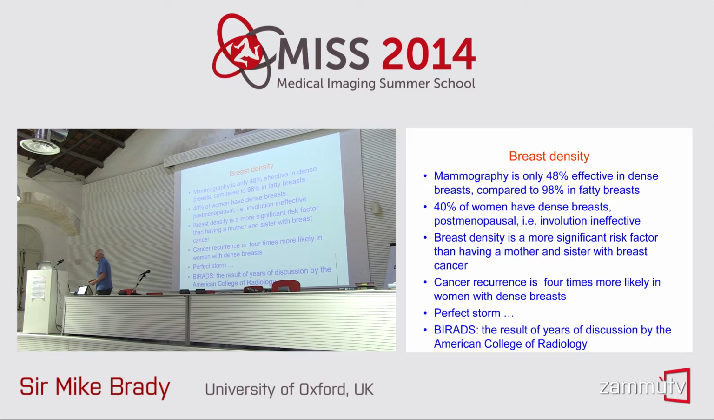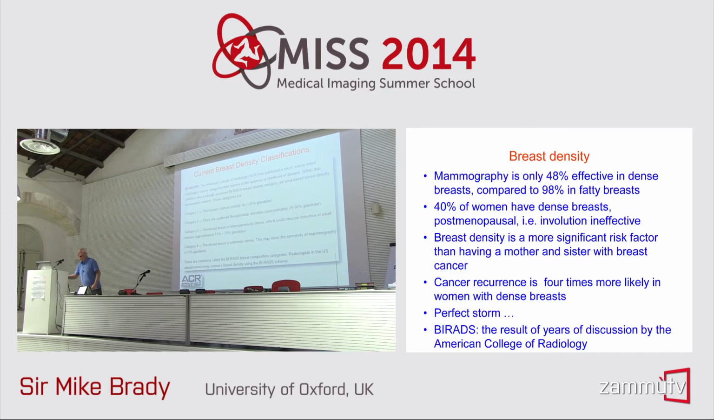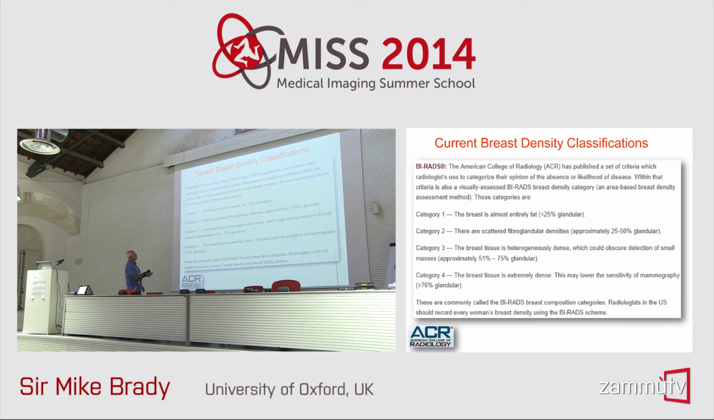So what do we do right now in clinical practice? Well, there's a thing known as BI-RADS, which is a result of 20 years of discussion in the American College of Radiology. And what does it say? It says basically that you should categorize breasts into: the breast is almost entirely fat. Second of all, there are scattered fibroglandular densities.